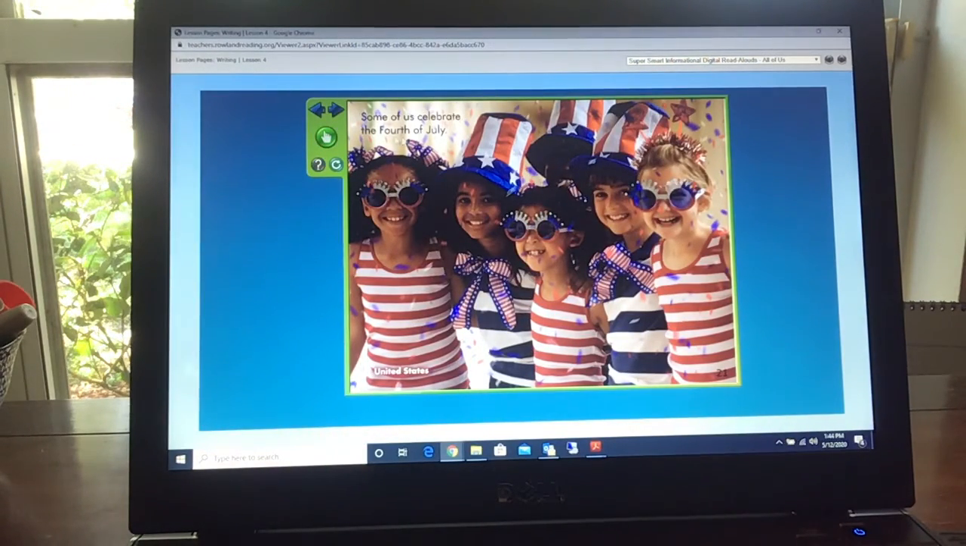Some of us celebrate the 4th of July. I bet you all know where they are. Red, white, and blue. Which country's colors are red, white, and blue? Ours, right? The United States. We should stand up and march.